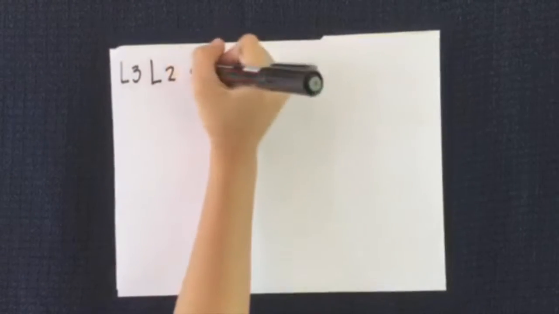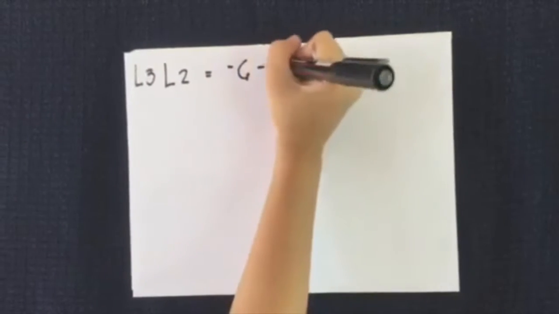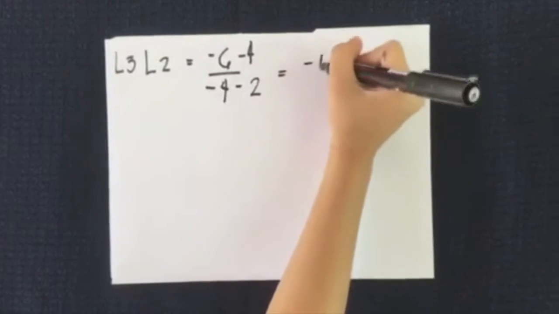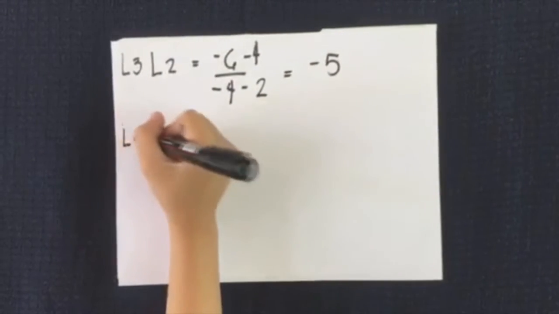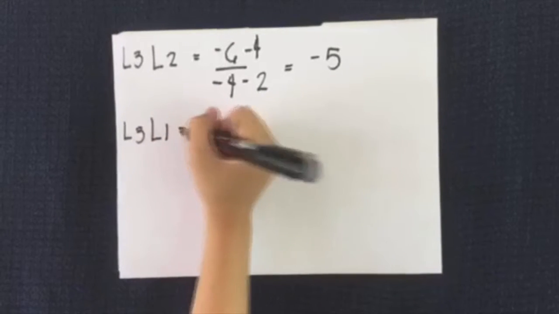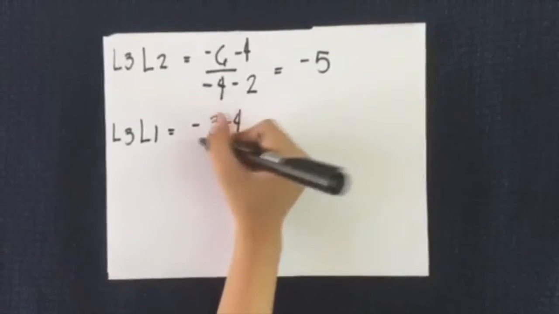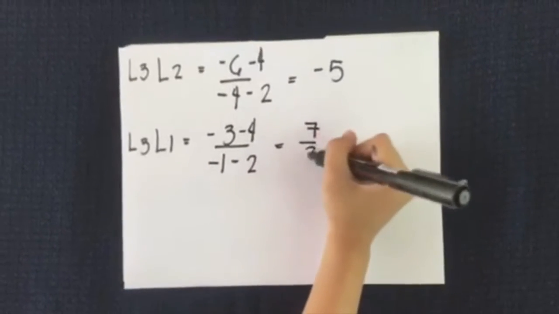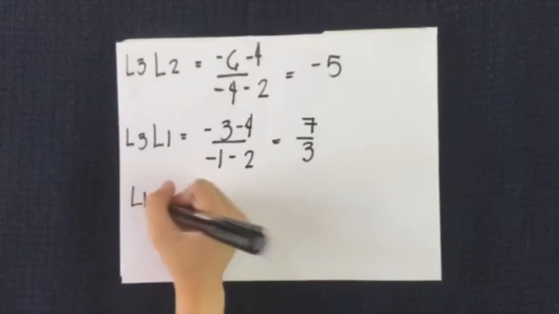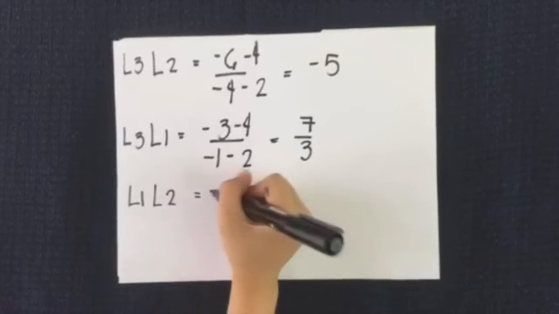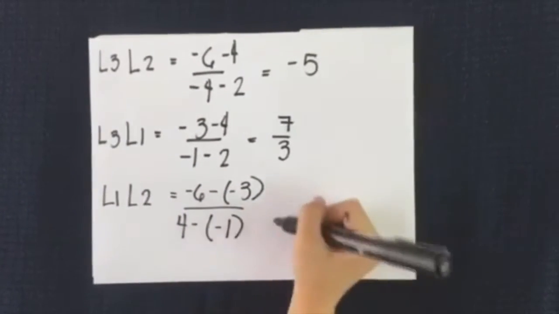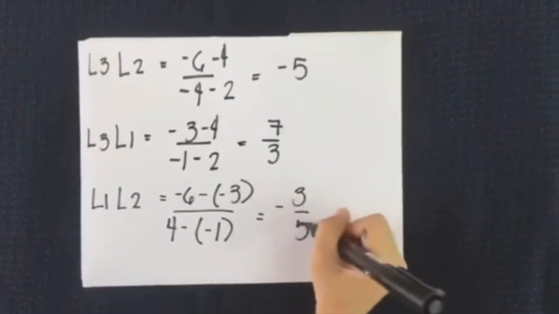In finding the angle of inclination, we first have to find the three slopes since it is a triangle. In our first slope, we will use the line 3 and the line 2. Negative 6 minus 4 all over negative 4 minus 2, we will get negative 5. And for our second slope, we will use the line 3 and the line 1. Negative 3 minus 4 all over negative 1 minus 2, and we'll have 7 over 3. And for our last slope, we will use the line 1 and the line 2. Negative 6 minus negative 3 all over 4 minus negative 1, which is equal to negative 3 over 5.